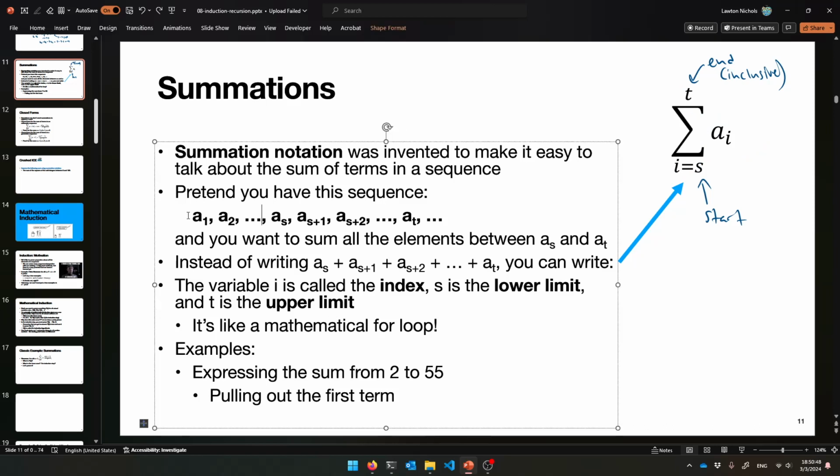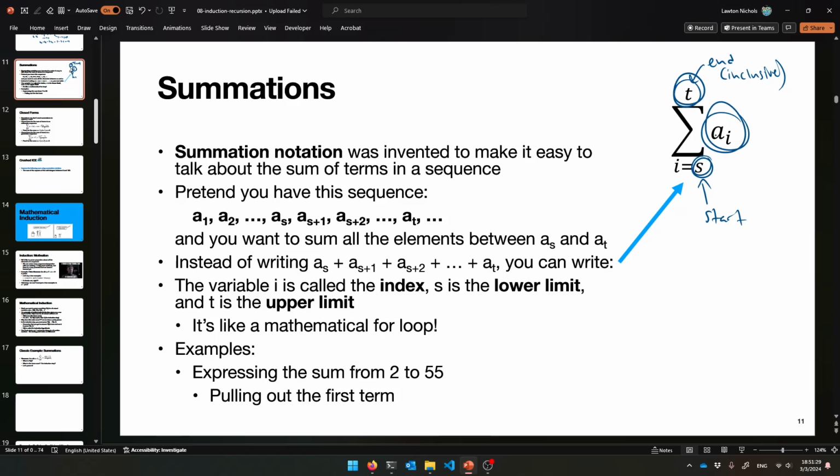So here it is. Pretend we have this sequence. All right, we have A of 1, A of 2, A of 3, all of these ones, but I want to pick out a certain fraction of them. I want to sum just the elements between A of S and A of T, so starting and ending, okay? So instead of writing it out, like I want A of S plus A of S plus 1 plus A of S plus 2 plus all those things, all the way to A of T, you can shorthand it, and you can write this instead, all right? This is saying, add up all the A of i's, where i starts at S, gets bigger by 1 each time, and ends at A of T.